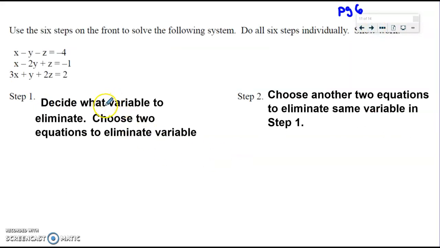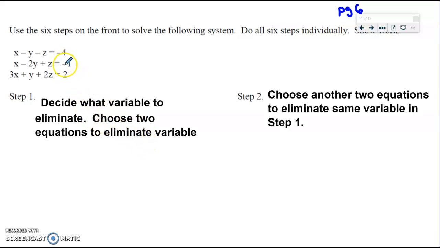All right, so in this case, I am looking at this system of equations, okay? I have x minus y minus z equals negative 4, and I have x minus 2y plus z equals negative 1. I have 3x plus y plus 2z equals 2. And I want to first decide what variable I want to eliminate, and then choose the 2 equations we're going to use to try to eliminate it.